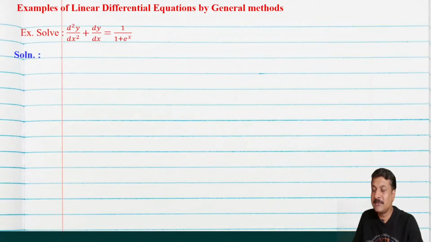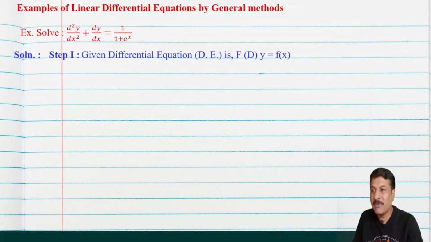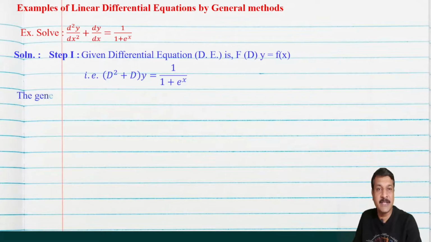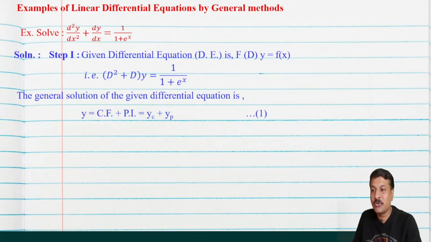So first, the given differential equation you write in symbolic form, that is, d square plus d operating on y equal to 1 upon 1 plus e raised to x. Then we know the general solution is in two parts, that is CF plus PI, that is equal to yc plus yp. So equation number 1.